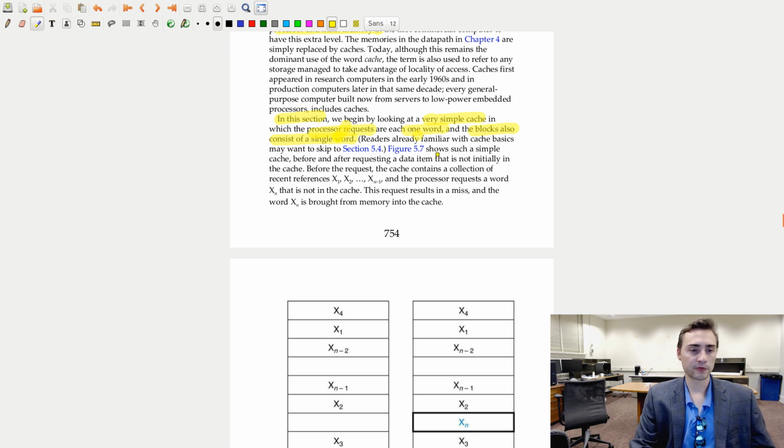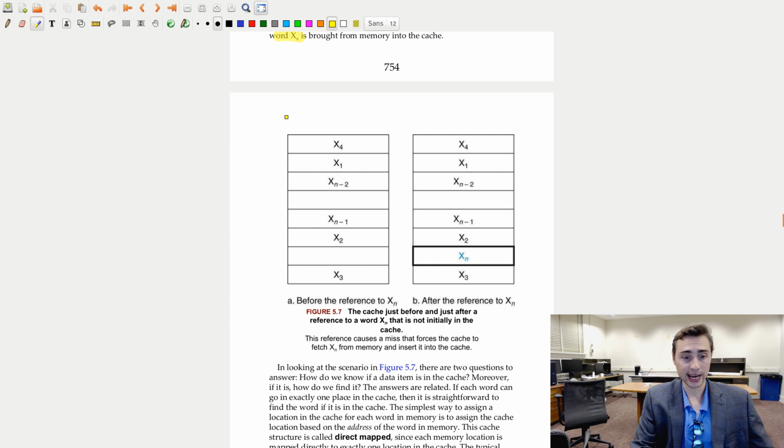So Figure 5.7 shows such a simple cache before and after requesting a data item that is not initially in the cache. Before the request, the cache contains a collection of recent references. The time of the reference is denoted by their subscript. And the processor requests a word x_n that is not in the cache. The request results in a miss, and the word x_n is brought into the cache.